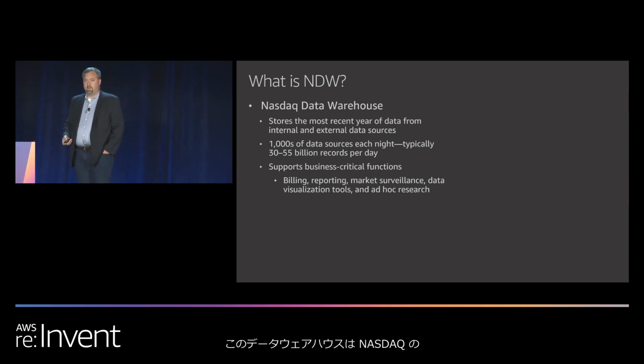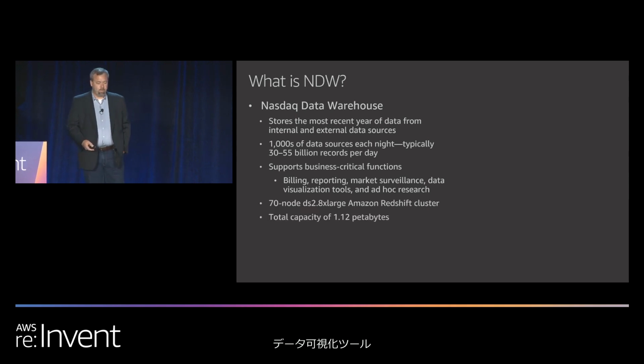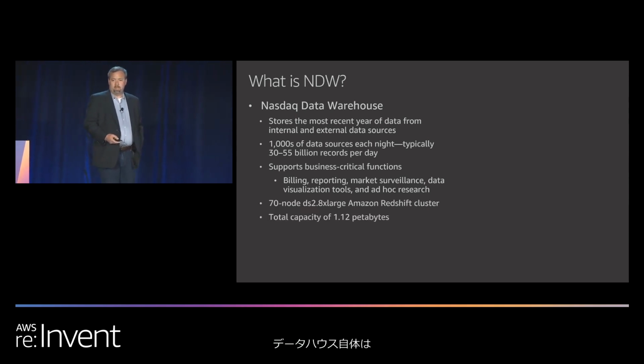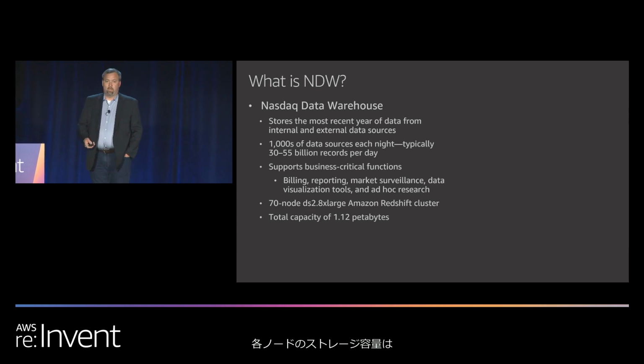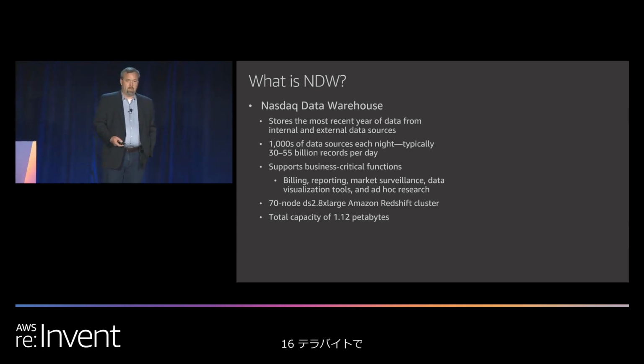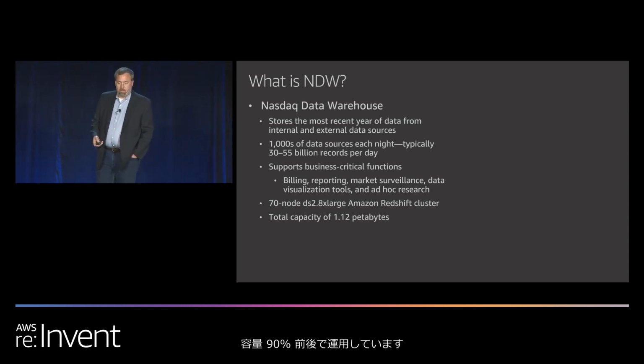This data warehouse supports lots of different business critical functions at Nasdaq, such as billing, reporting, surveillance, data visualization and search tools. Our economic research team uses it extensively. The data warehouse itself is a 70-node DS2 8XL Amazon Redshift cluster. Each of those nodes has 16 terabytes of storage capacity, adding up to a total capacity for the cluster of 1.12 petabytes. And we typically operate that at about a 90% capacity.